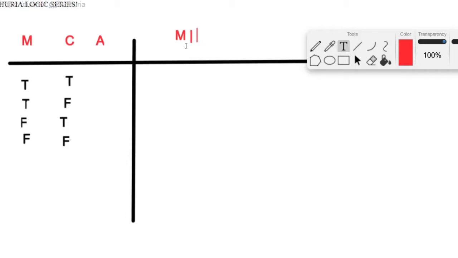Or let me go ahead and do it this way. Or C is true, right? And then if those are true, then A is true. Okay, sorry, I messed it up. So M or C, right? And if those are true, then A is true.